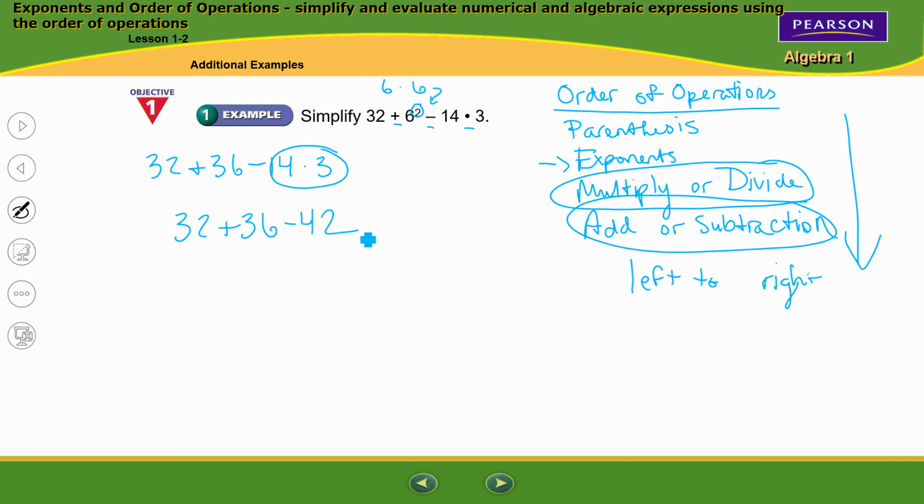All that I see now is addition and subtraction. I now must work left to right by the order of operations because that is an or statement. One or the other, left to right. 32 plus 36 is 68.